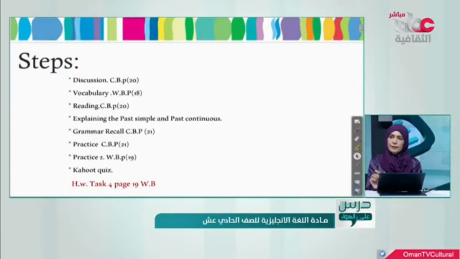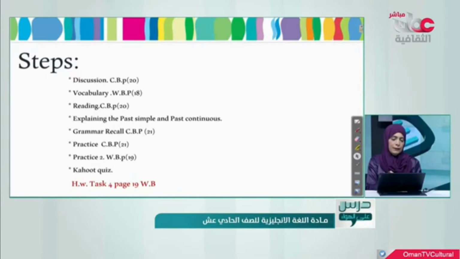The lesson will take this procedure. As you can see the steps here, we will start with discussion questions in the course book, page 20, and then we will move to have a vocabulary task on page 18 of the workbook. Then we will have a reading passage in the course book, page 20, which is supposed to prepare students for the grammatical rule. Then we will have a short explanation of the two rules, past simple and past continuous.